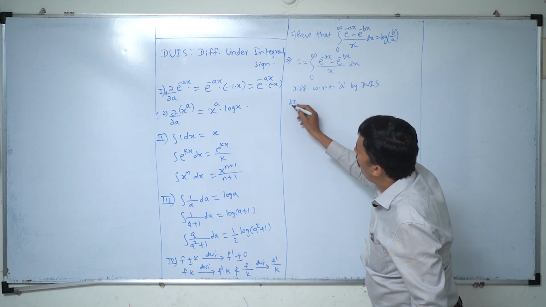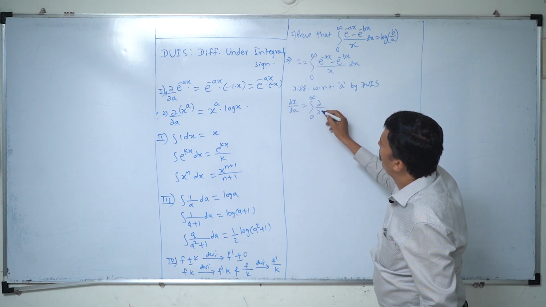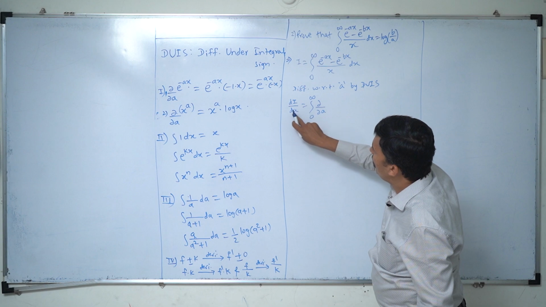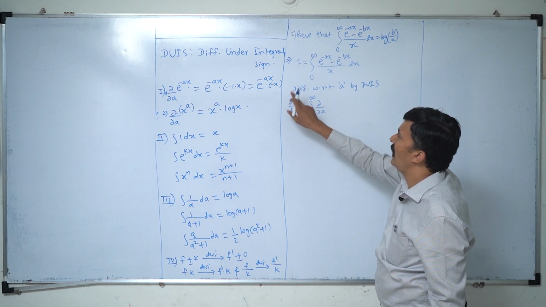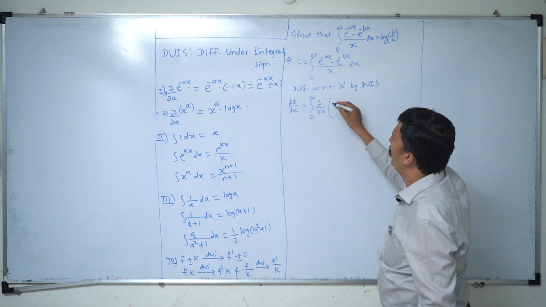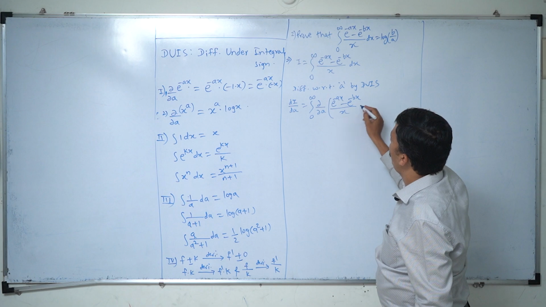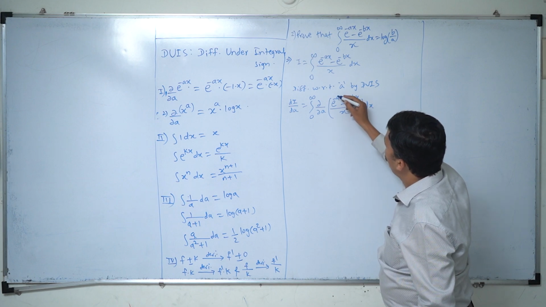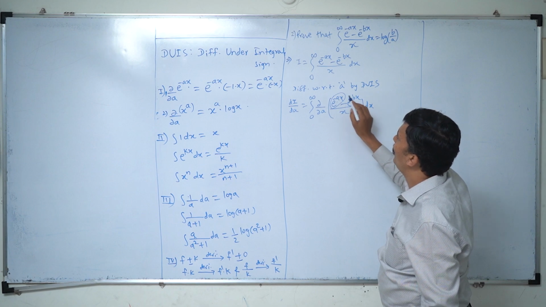So dI upon da equals the integral from 0 to infinity. DUIS means if you write the derivative inside the integral, then d becomes partial derivative, d by da. That means the ordinary derivative becomes a partial derivative. Now observe the term of a. So this is the term of a, and we have to take the derivative of this term.